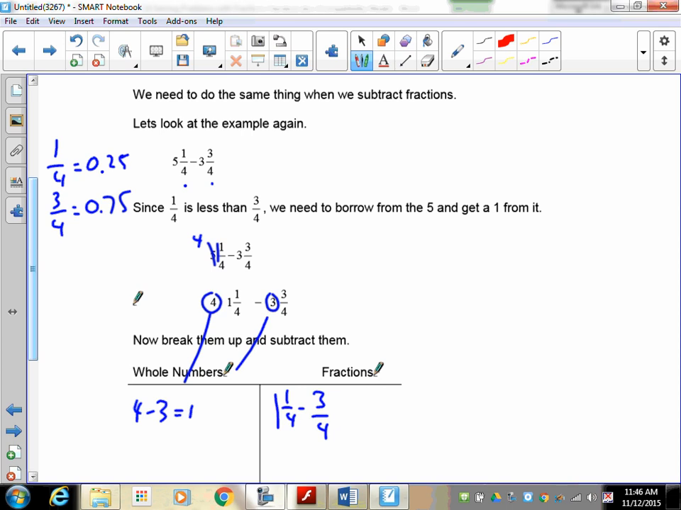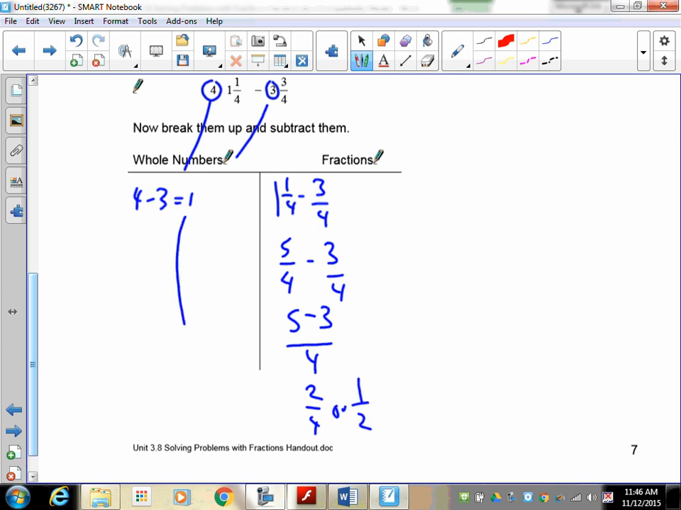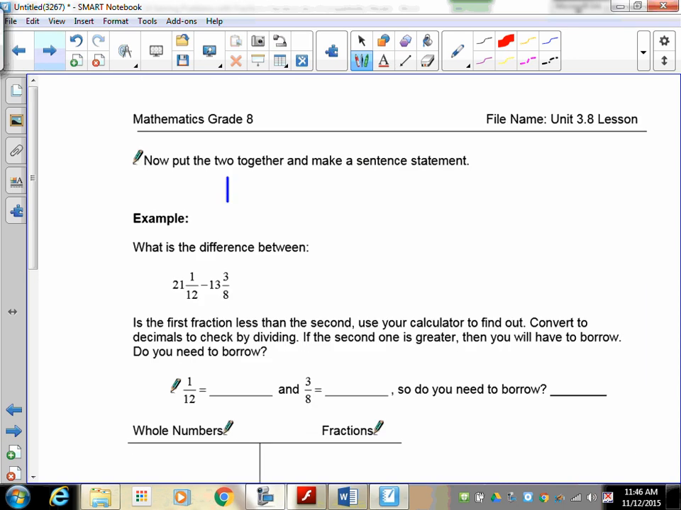Now to do the subtraction, the first mixed number should be turned into an improper fraction. That gives me 5 take away 3 all over 4, which is 2/4 or 1/2 when you reduce it. Bring the 1 in, and your answer is 1 1/2 on your next page. So, how do we tell when we have to do the actual borrowing?